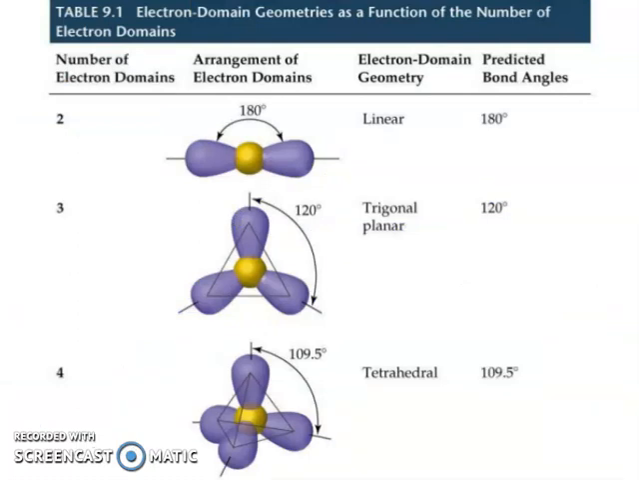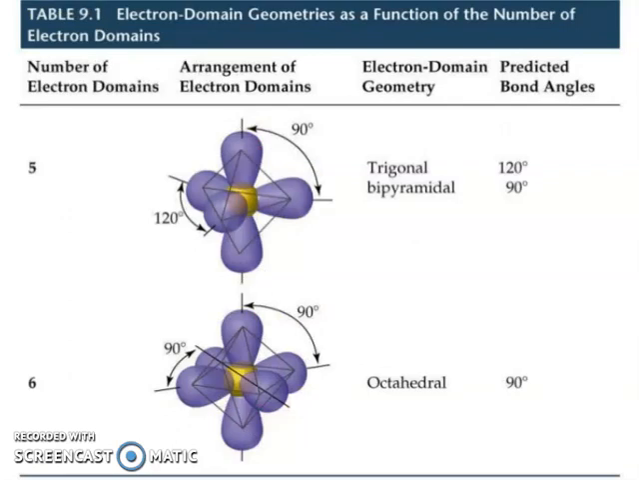So friends, you can see the number of electron domains 2, 3, 4. The arrangement of electron domains: linear, trigonal planar, and tetrahedral. Electron domain geometry and predicted bond angles: 180, 120, and 109.5 degrees. Now, number of electron domains 5 and 6: trigonal bipyramidal and octahedral, predicted bond angles 120 and 90 degrees, and octahedral 90 degrees.